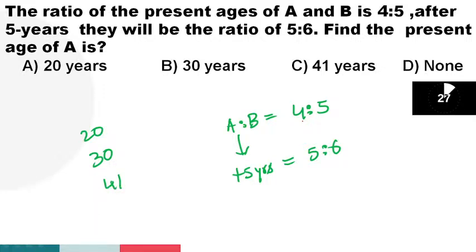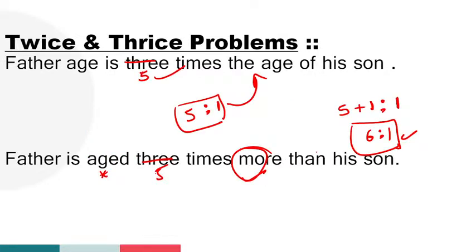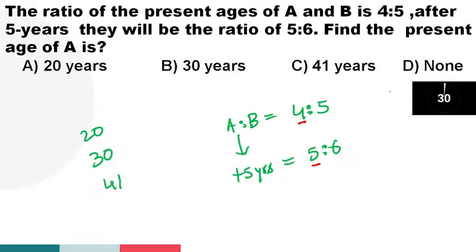Right. We have to find out the percentage of A and D. For this problem, 30 seconds is enough, guys. Present A is how many parts? 4 parts. After 5 years, how many parts? 5 parts. Go through option verification.